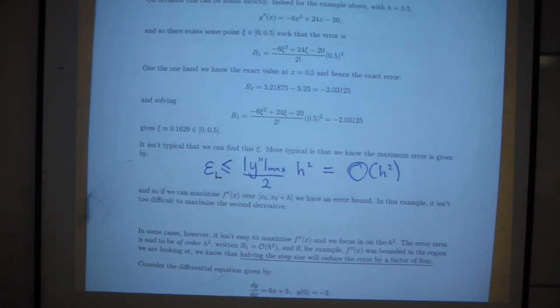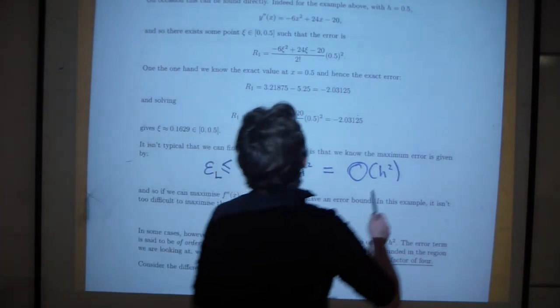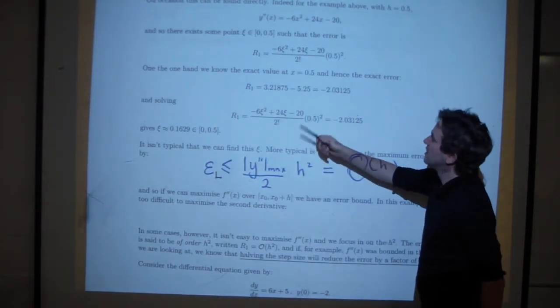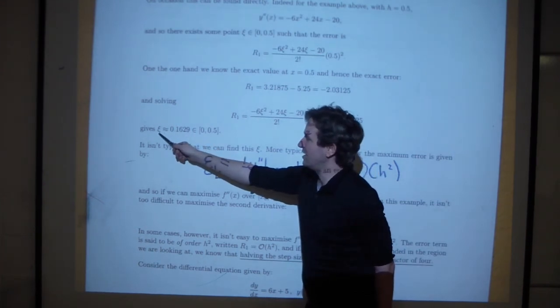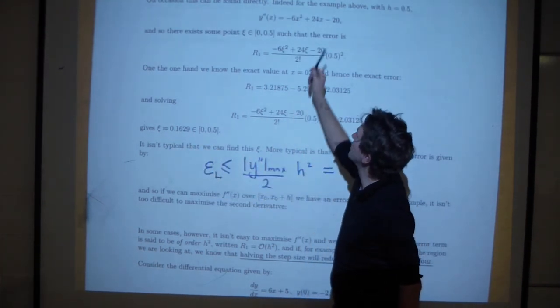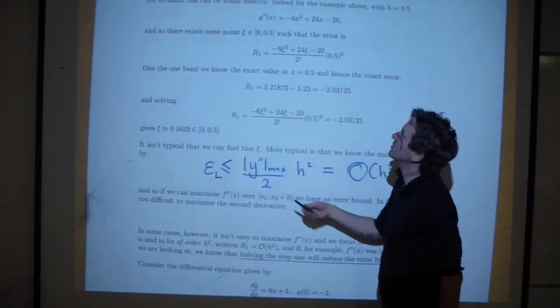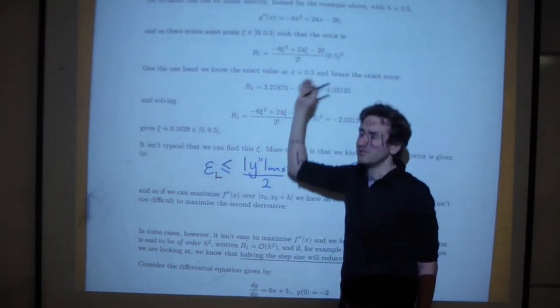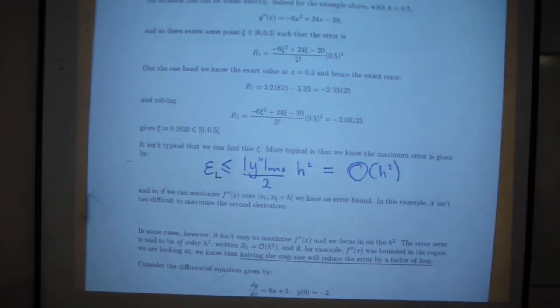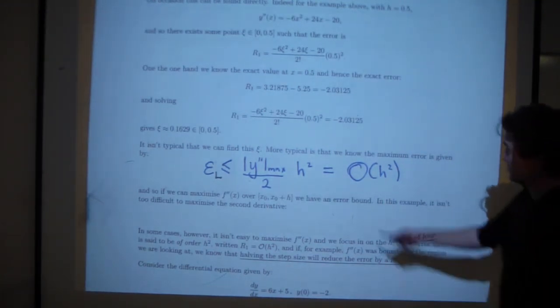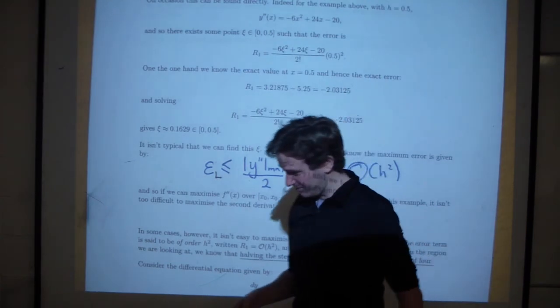But it's just talk, and I really don't care about this. In this example, you don't need to find the exact error. Just say it's less than the maximum, and then you can look at the maximum second derivative, but even then I don't care about that. Just cover this. Maximizing the second derivative is not difficult.